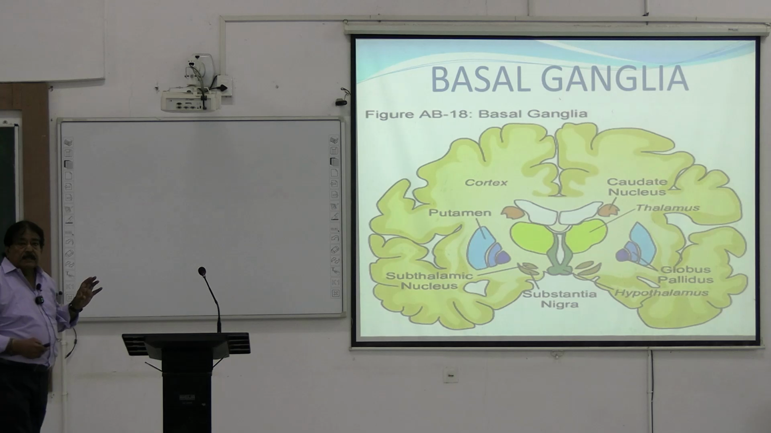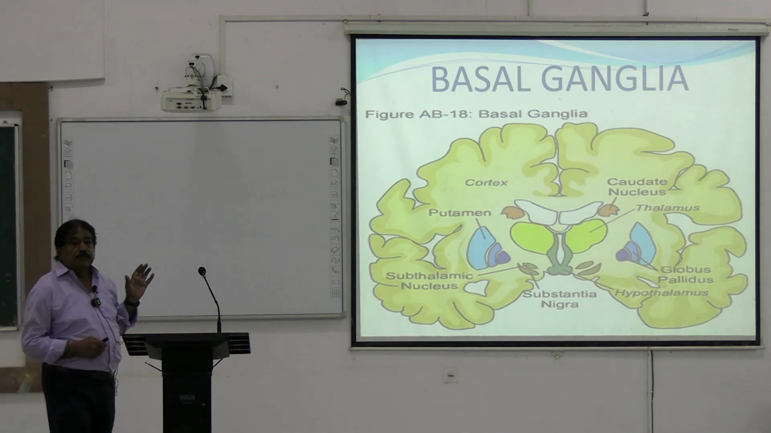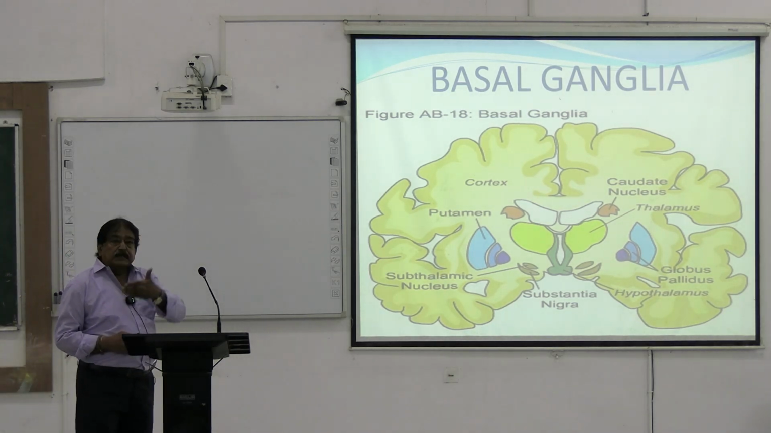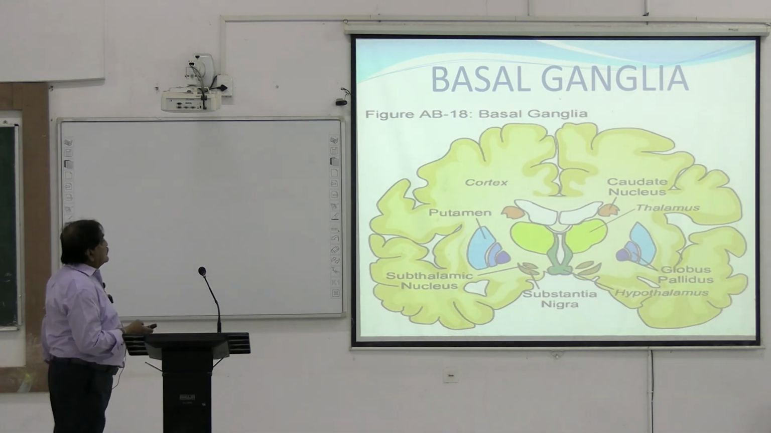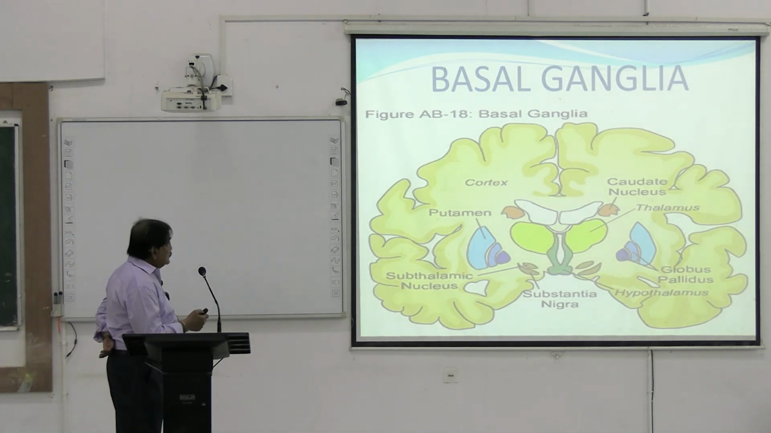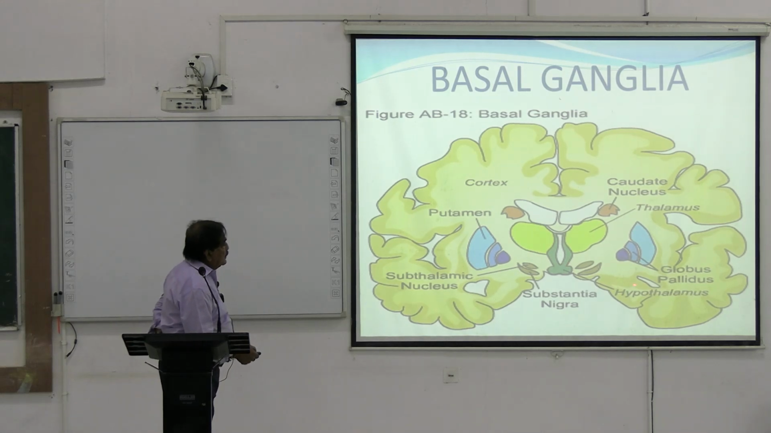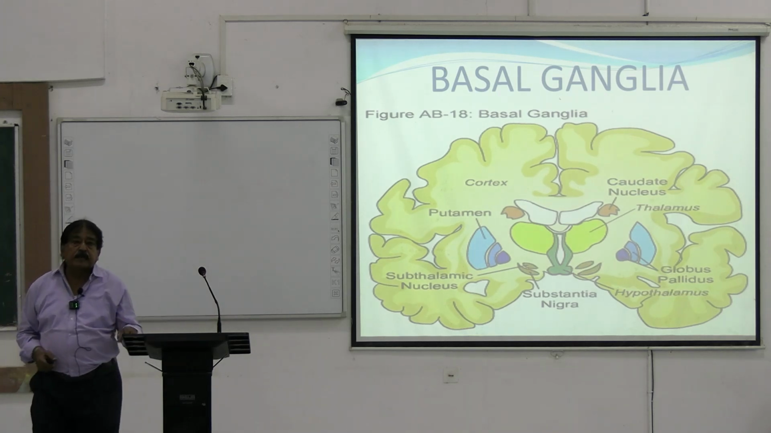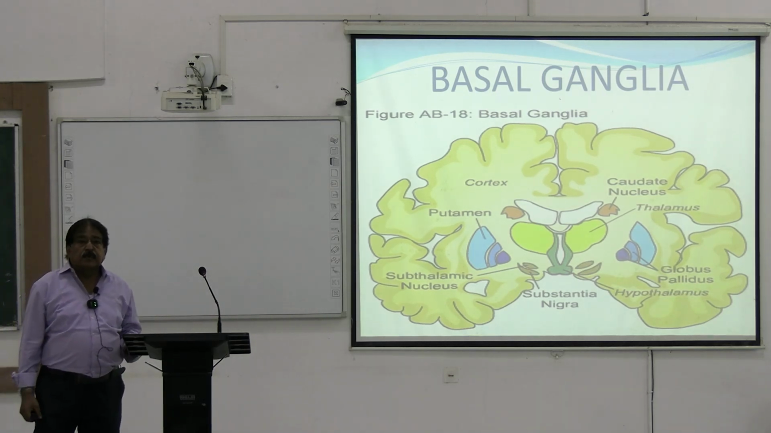Now please, look at this figure of the coronal section of the brain. You can see the basal ganglia. This is cerebral cortex. This is the putamen. This subthalamic nucleus, substantia nigra. This is the hypothalamus. This is globus pallidus. This is the thalamus, caudate nucleus. You can take this picture on your phone.